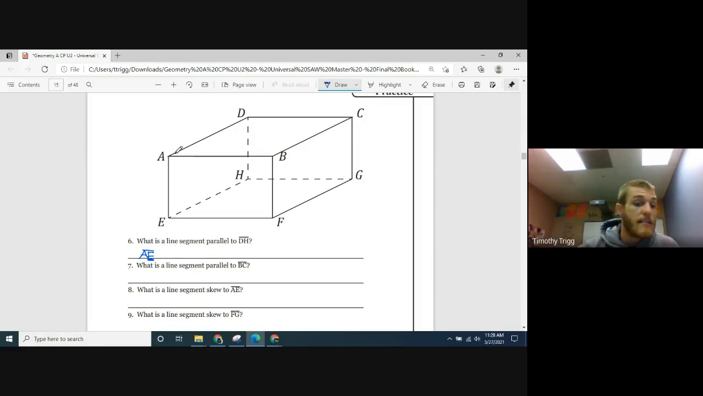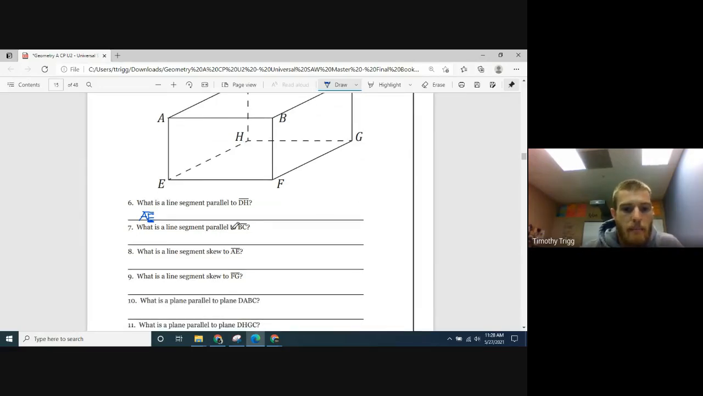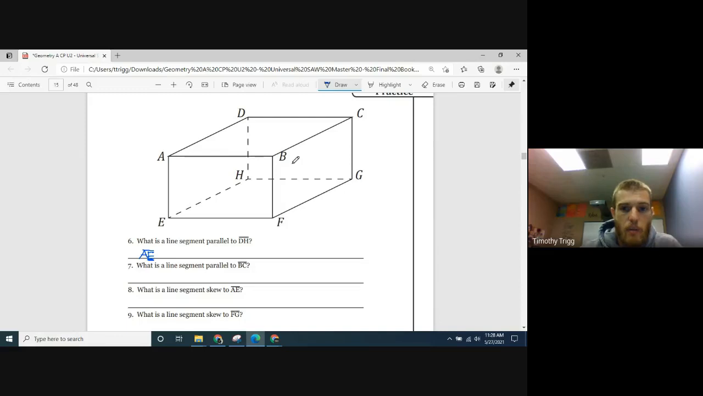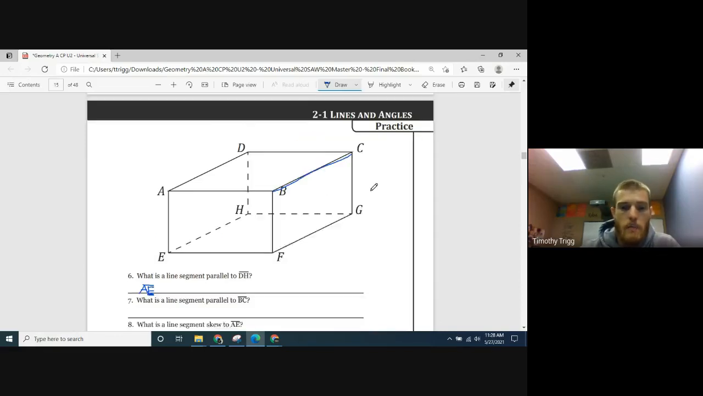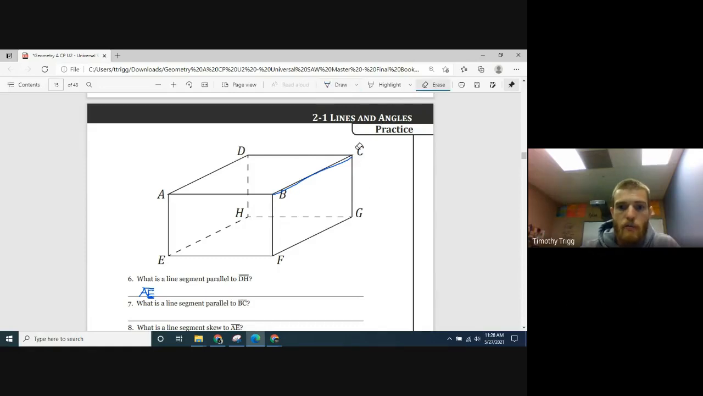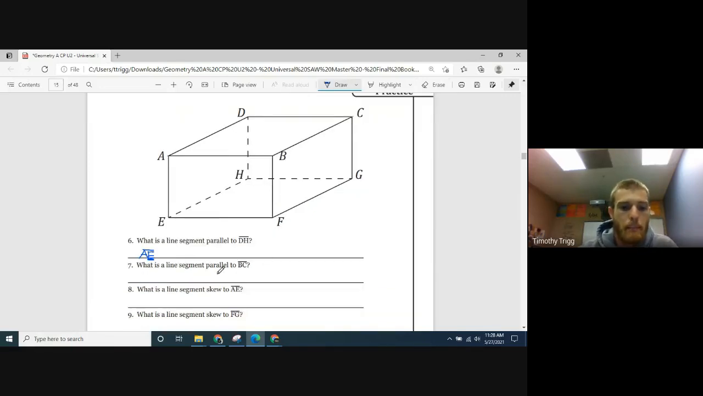Again, that's not the only answer. CG would also have been acceptable, or BF. What is a line segment that is parallel to BC? So here's BC. Okay, there's BC. See if you could find a line segment that is parallel to segment BC. See if you can do that on your own.